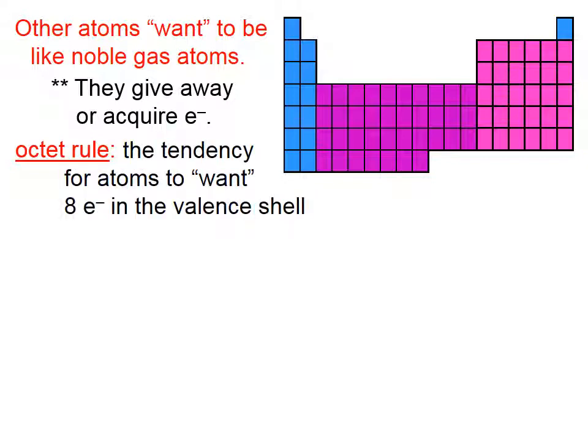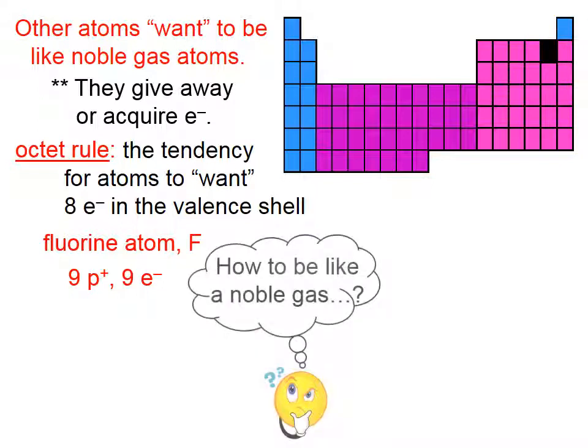And the octet rule is the tendency for atoms to want 8 electrons in the valence shell. So let's look at a fluorine atom. And fluorine on the periodic table is right there. You can see that it is 1 electron shy of becoming like this noble gas, which is neon. So what could it do to become like a noble gas?